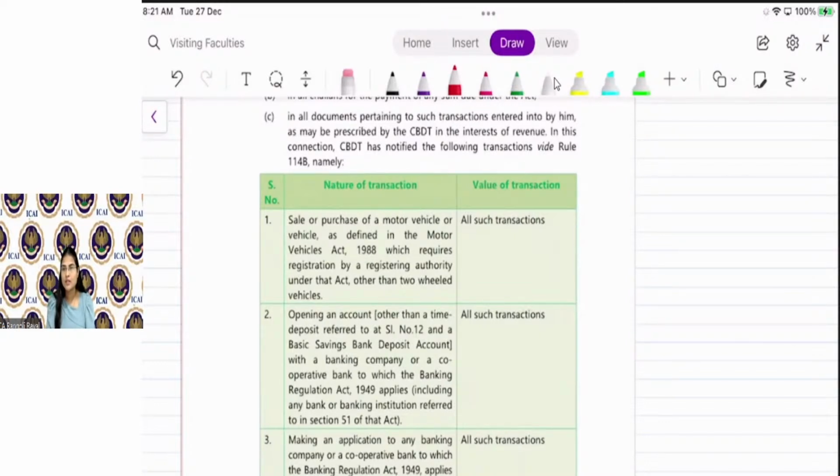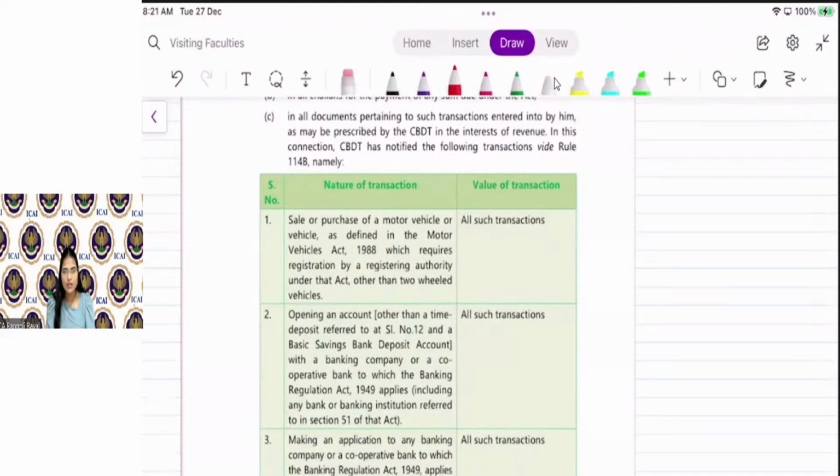So if you are purchasing, say for example, a car, then whatever is the amount of the car or the truck or anything other than a two-wheeler, the mention of PAN is compulsory. So you have to provide your PAN, that is your permanent account number.